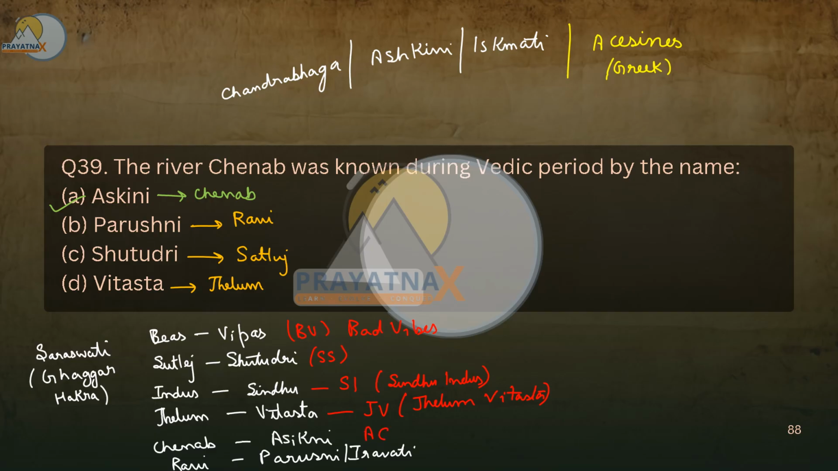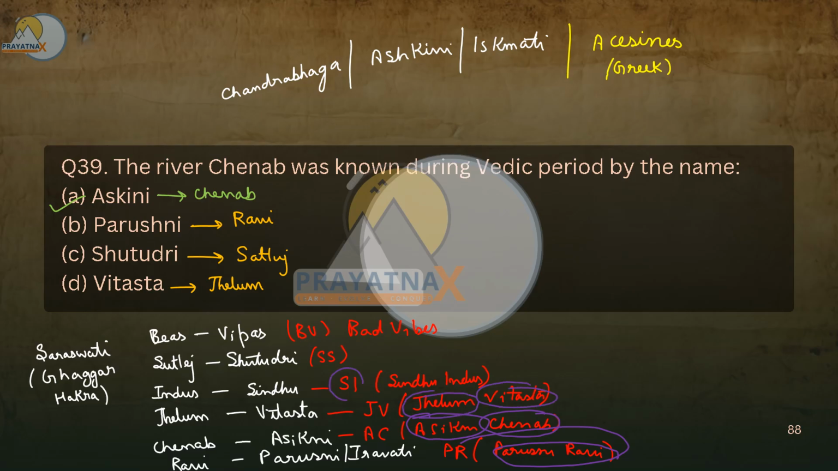Now AC would be Asikni and Chenab. Now PR, public relation, would be between Parushni and river Ravi. Next time, whenever you listen to the term PR, you should be reminded of Parushni river and the river Ravi. Whenever you listen to the term AC, you should be reminded of Asikni and Chenab. Whenever you come across the term JV, you should be reminded of the joint venture between Jhelum and Vitasta.